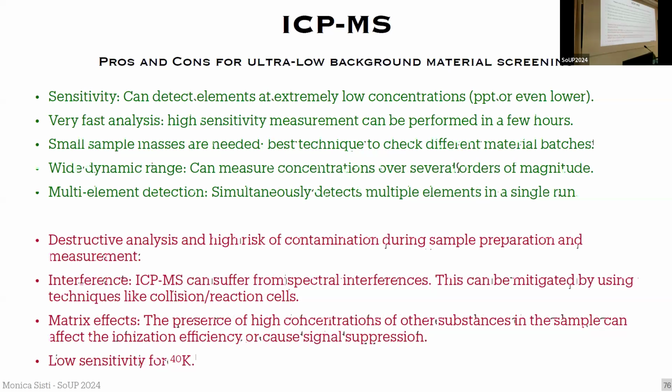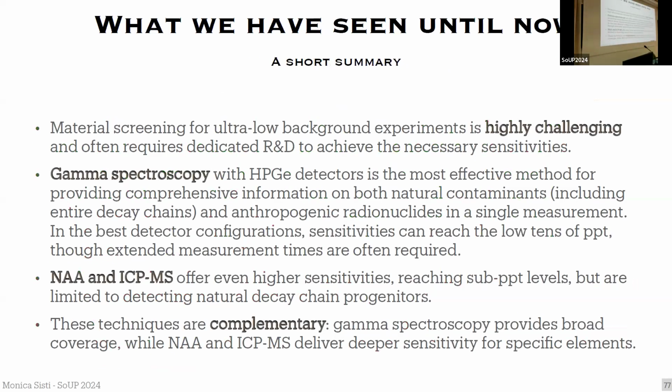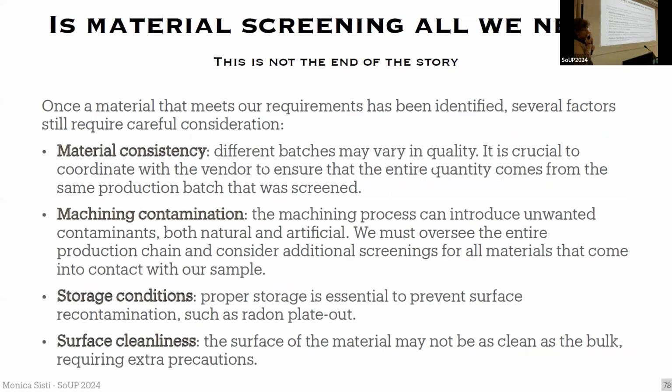I'm running out of time, so I will try to be faster because I want to give you some highlights of the custom techniques. What we have seen up to now, I hope I have convinced you that material screening is highly challenging. We have gamma spectroscopy, neutron activation analysis, and ICP-MS. Gamma spectroscopy is sensitive to the entire decay chains, while these other techniques focus mostly on the decay chain progenitors, so these are complementary. But this is not the end of the story.